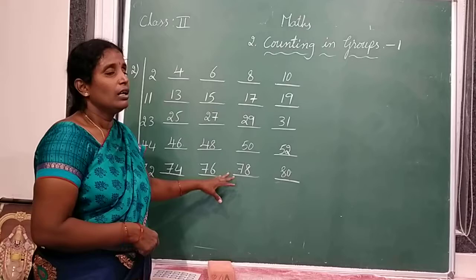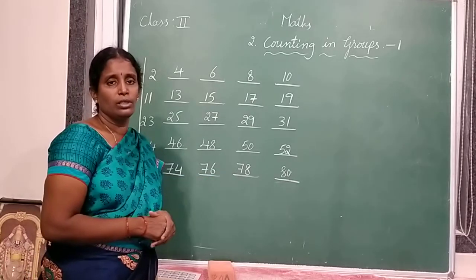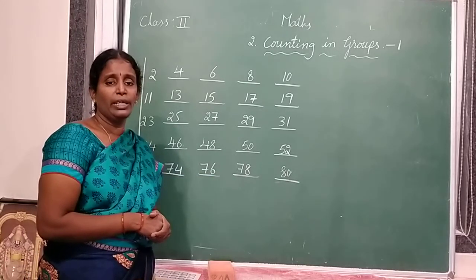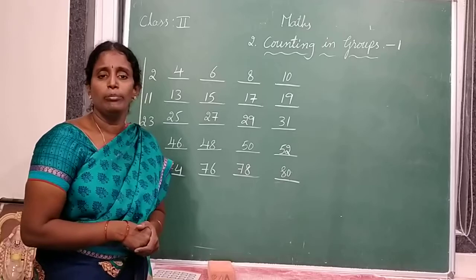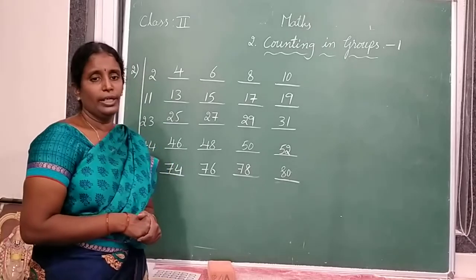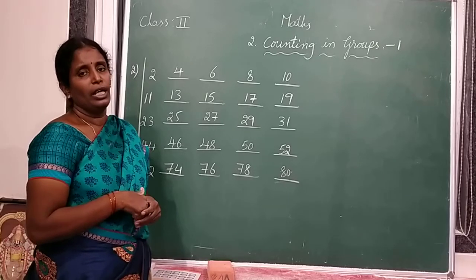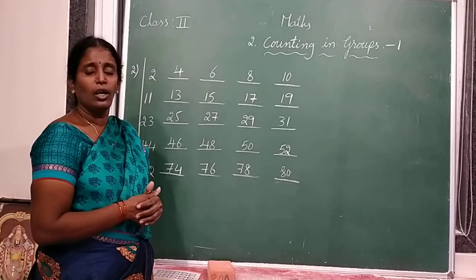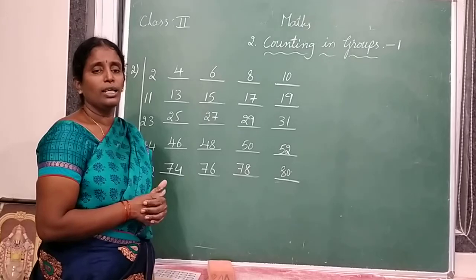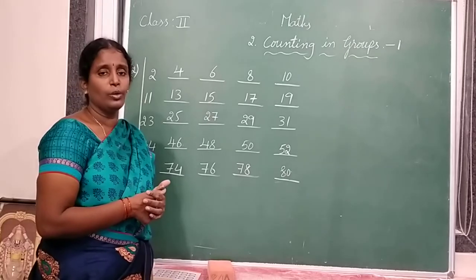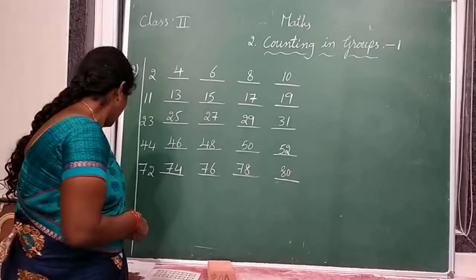So this is counting in twos. Counting in twos means skipping one number while counting. Understood? While counting, we have to skip one number. It is nothing but counting in twos, or skip counting of twos.